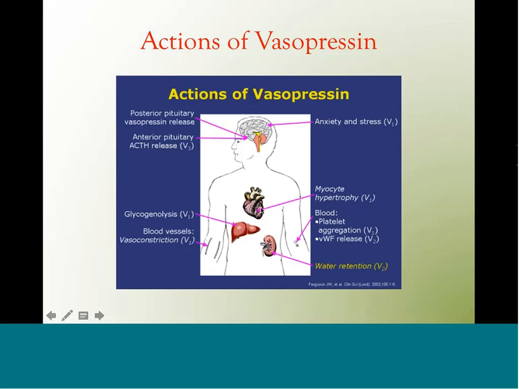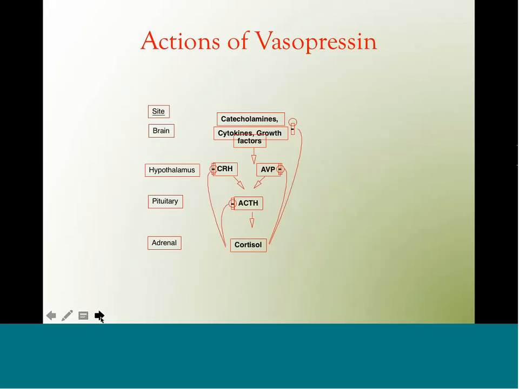In the heart muscle, it's involved in muscular hypertrophy at the V1 receptor. In the blood, it's involved in platelet aggregation and von Willebrand factor release, which is involved in clotting. It's involved in gluconeogenesis via the V1 receptor in the liver. It constricts blood vessels. It's one of the most powerful blood vessel constrictors, and that's why it's called vasopressin, because it raises your blood pressure by constricting your blood vessels. And its most important aspect is through the V2 receptor at the kidneys, involved in water retention here.